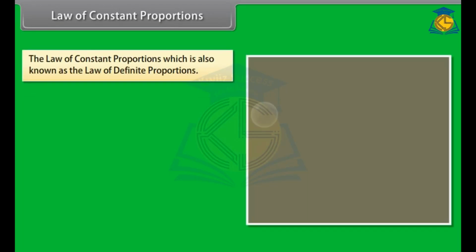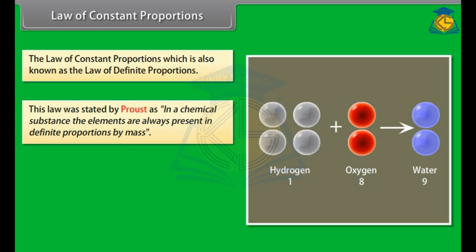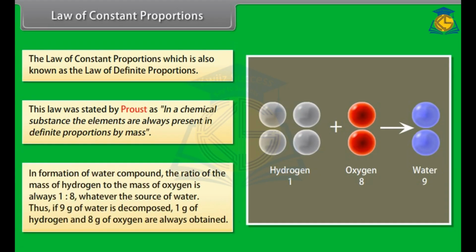Law of constant proportions. The law of constant proportions, which is also known as the law of definite proportions. This law was stated by Proust. In a chemical substance, the elements are always present in definite proportions by mass. In formation of water compound, the ratio of the mass of hydrogen to the mass of oxygen is always 1:8, whatever the source of water. Thus, if 9 gram of water is decomposed, 1 gram of hydrogen and 8 gram of oxygen are always obtained.